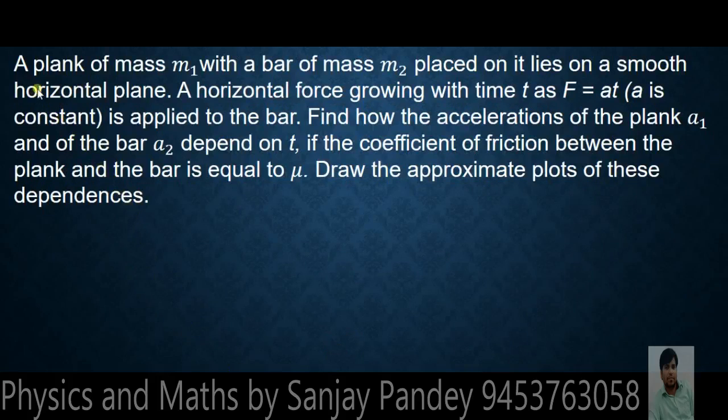Here the problem is: a plank of mass m1 with a bar of mass m2 placed on it lies on a smooth horizontal plane. A horizontal force growing with time t as F = At, where A is constant, is applied to the bar. Find how the accelerations of the plank a1 and of the bar a2 depend on t if the coefficient of friction between the plank and the bar is equal to mu. Draw the approximate plots of these dependencies.